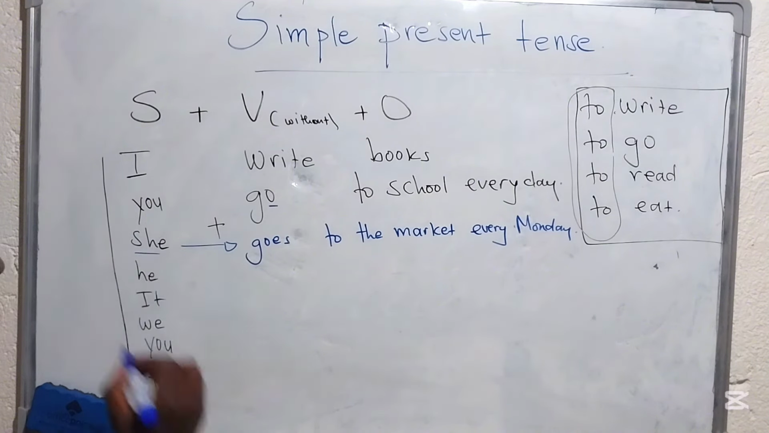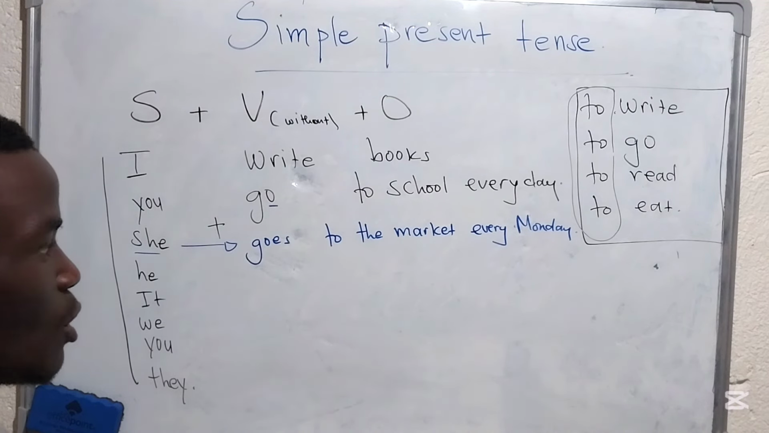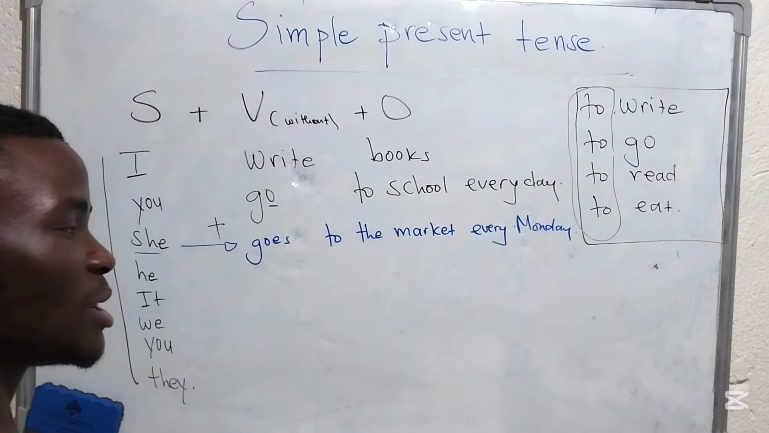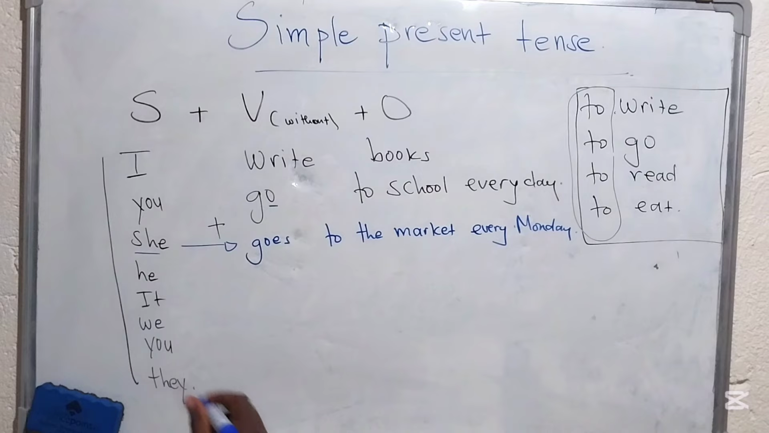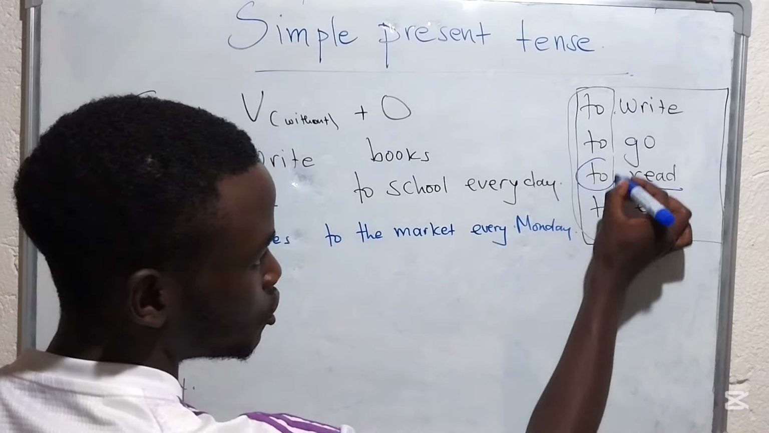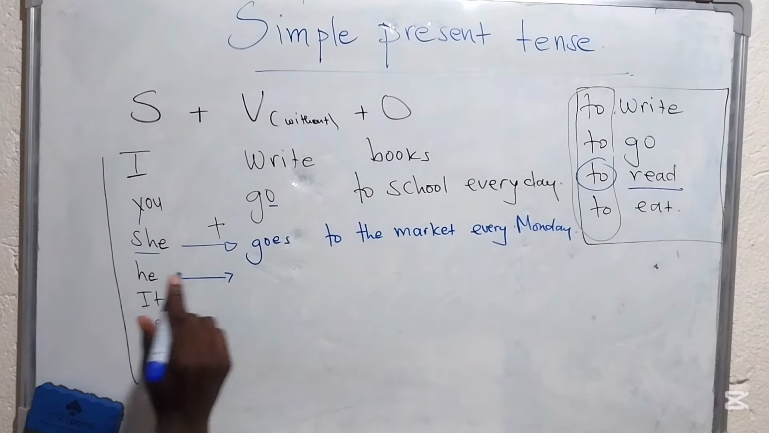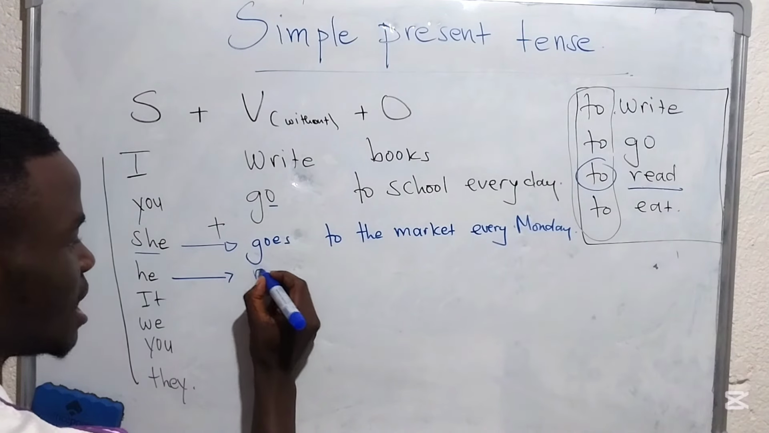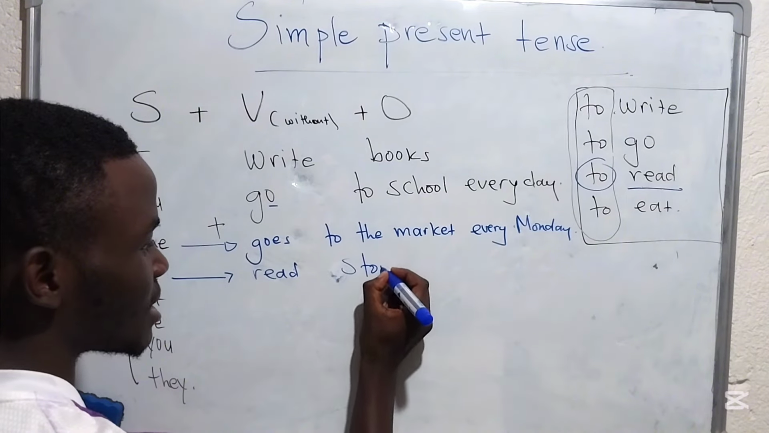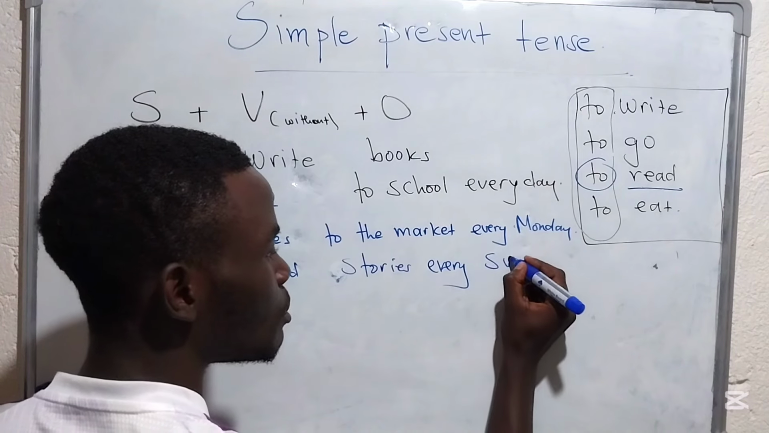Hanyuma no gusimbuza izina ry'umukobwa uvuga ngo Gogo goes to the market every day. Gogo ajya ku isoko, to the market ku isoko every day. Hanyuma he reads. Reka dukoreshe verb to read and we remove to because it is subject plus verb without to tukongeraho object. So turavuga ngo he reads stories every Sunday. Asoma inkuru buri cyumweru.